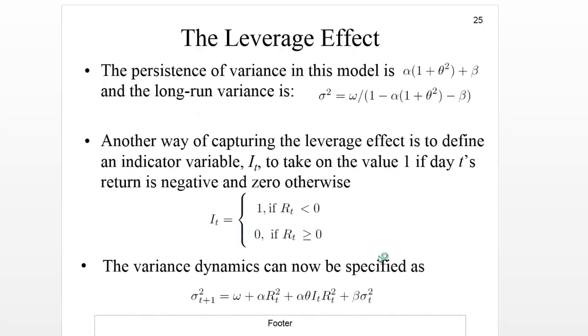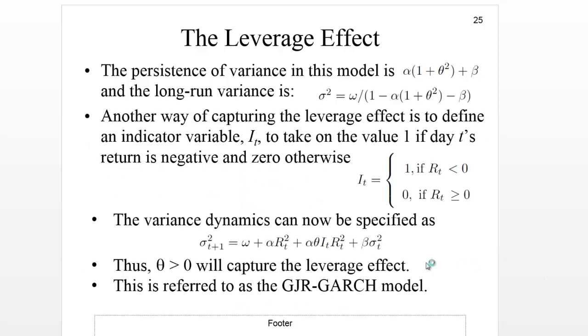Another very simple way to introduce the leverage effect into the GARCH model is to add this extra term here, the alpha theta I r_t, where the I is going to be an indicator function. An indicator function is a function that takes the value of 1 if the return is negative, or 0 if the return is positive. So very clearly sigma is going to increase by more when the returns are negative. This model works if theta is greater than 0, and we refer to this model as the GJR-GARCH model. The GJR is for the authors that created this model.